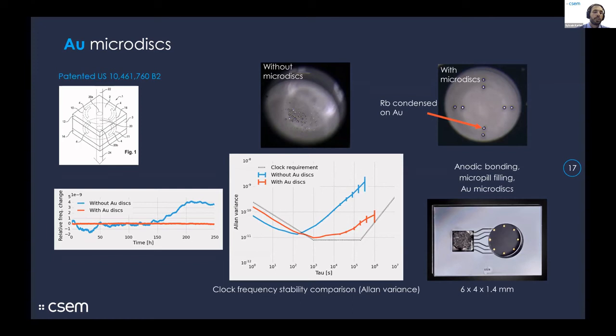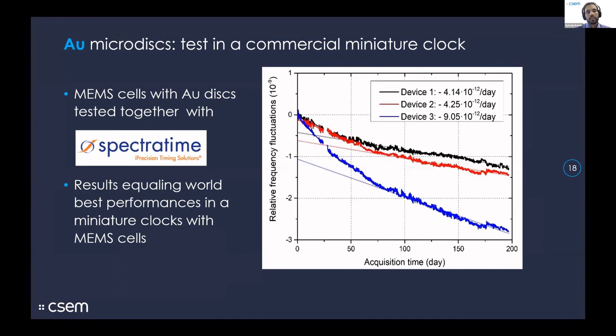So you have here a few graphs that compare clock frequency stability with and without these microdisks, and you can see in red our results with it. We have also tested these microdisks in a commercial clock of SpectraTime. So not the prototype I've described before, but one of their commercial clocks. And we have been able to show results equaling world best performances in terms of long-term frequency stability and drift with MEMS cells. So drift values below 10 to the minus 11 per day.